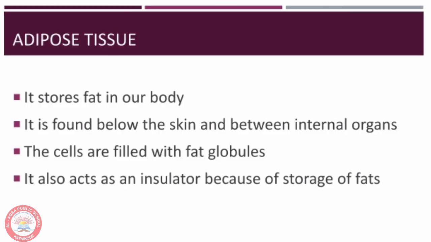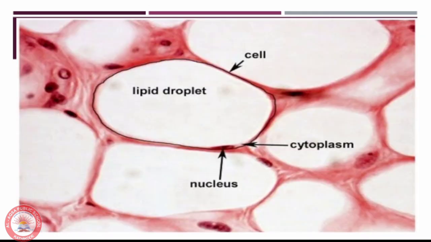The next type of connective tissue is called the adipose tissue. Its function is to store fat in our body. It is found below the skin and between the internal organs. The cells are filled with fat globules. It also acts as an insulator because it is storing fats.